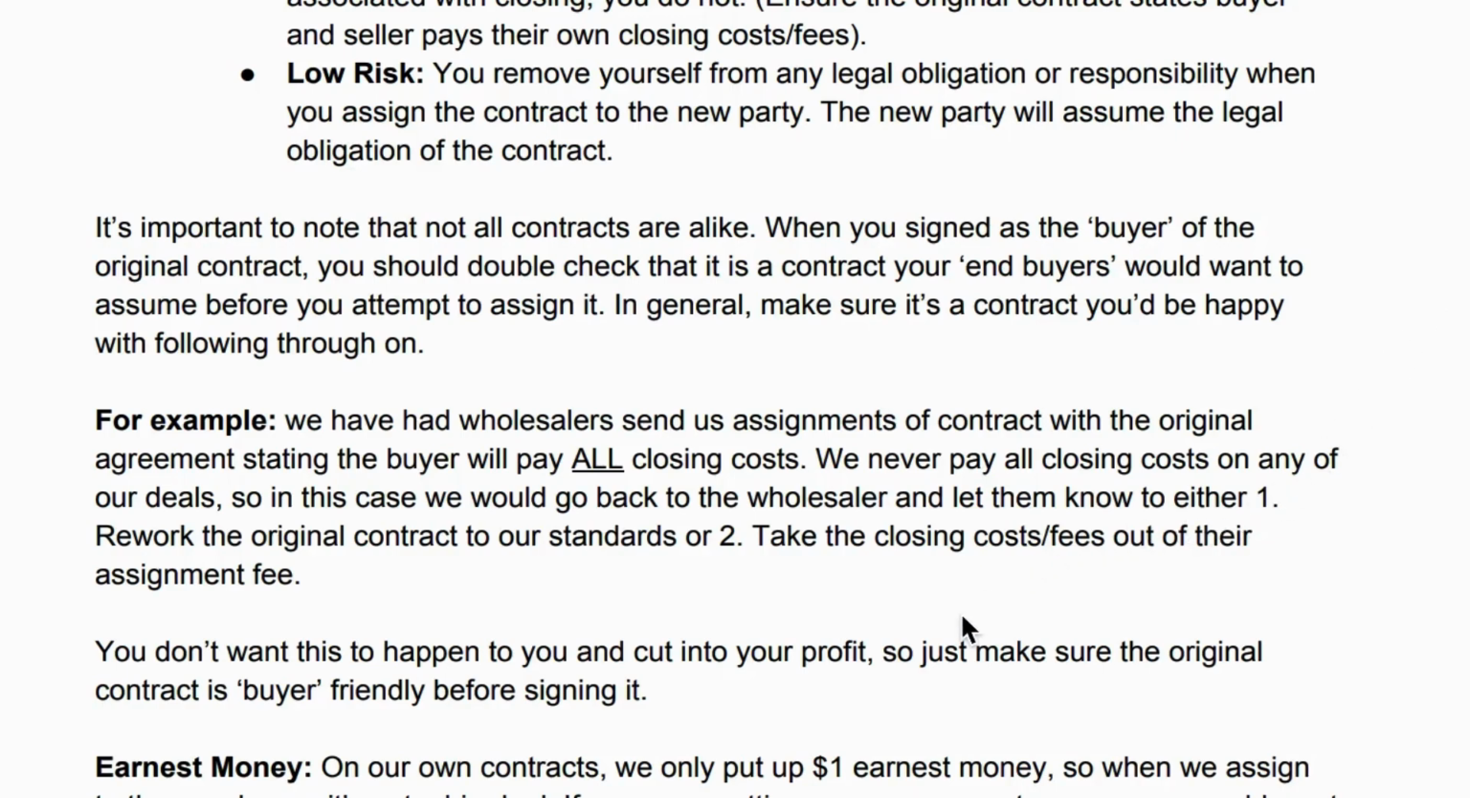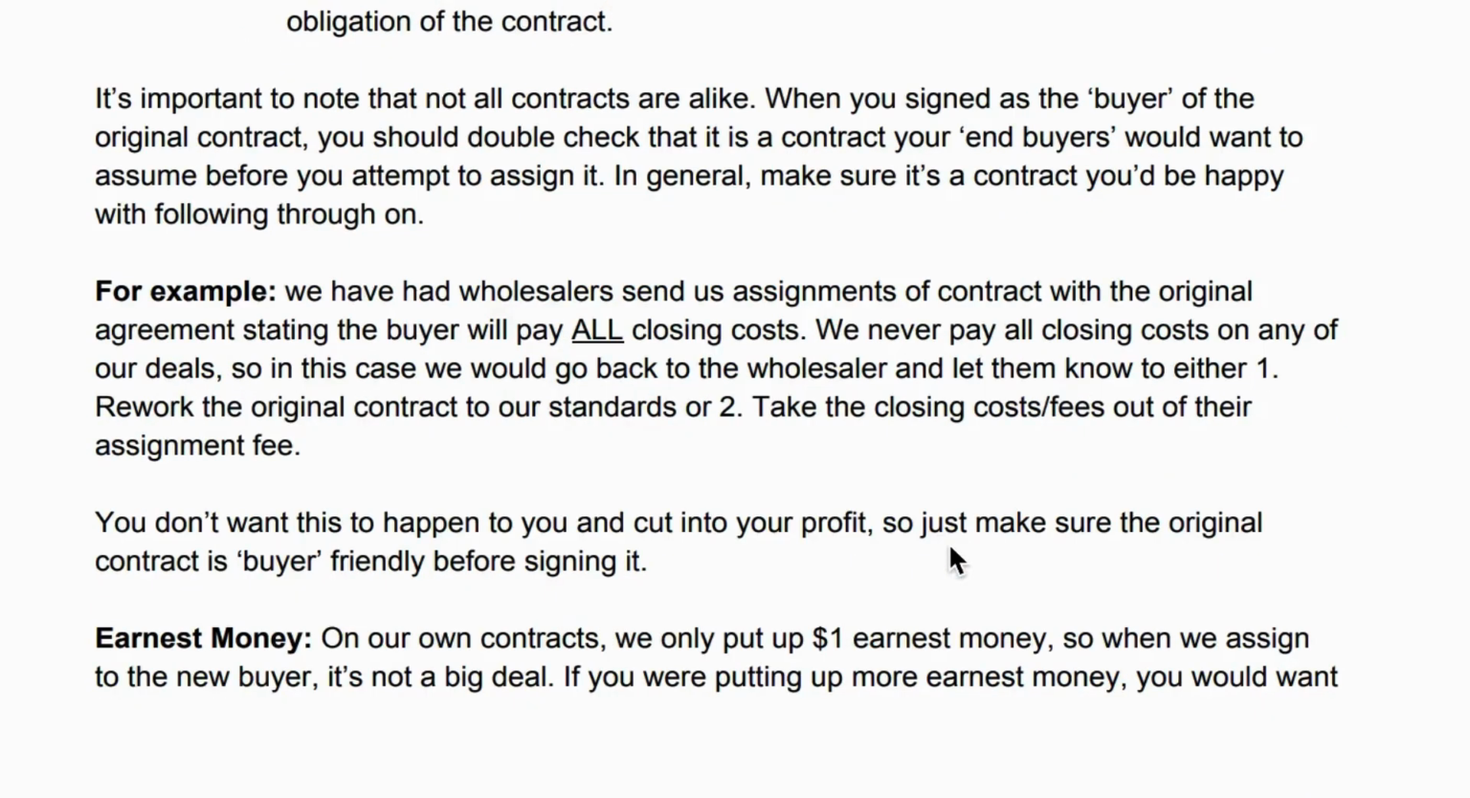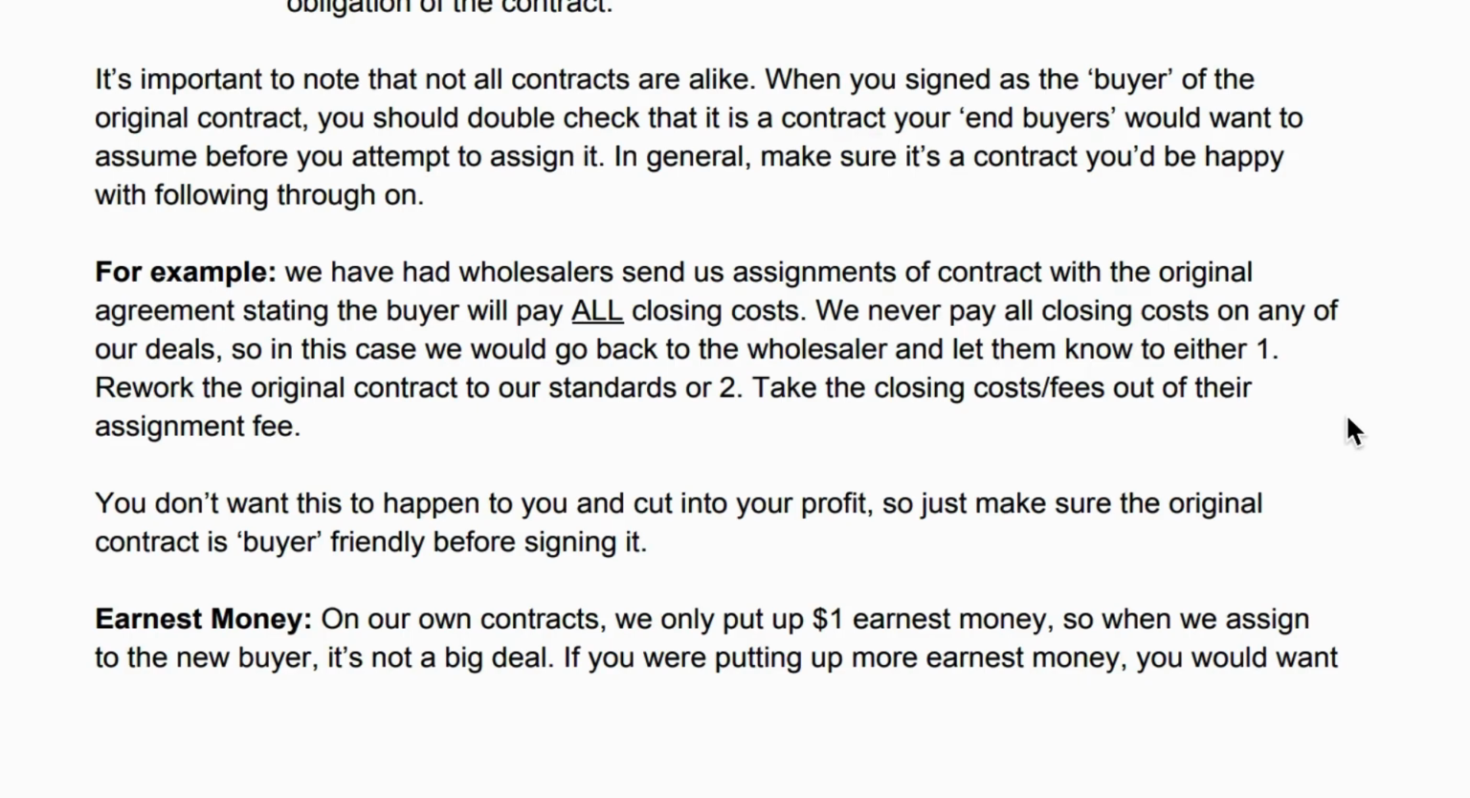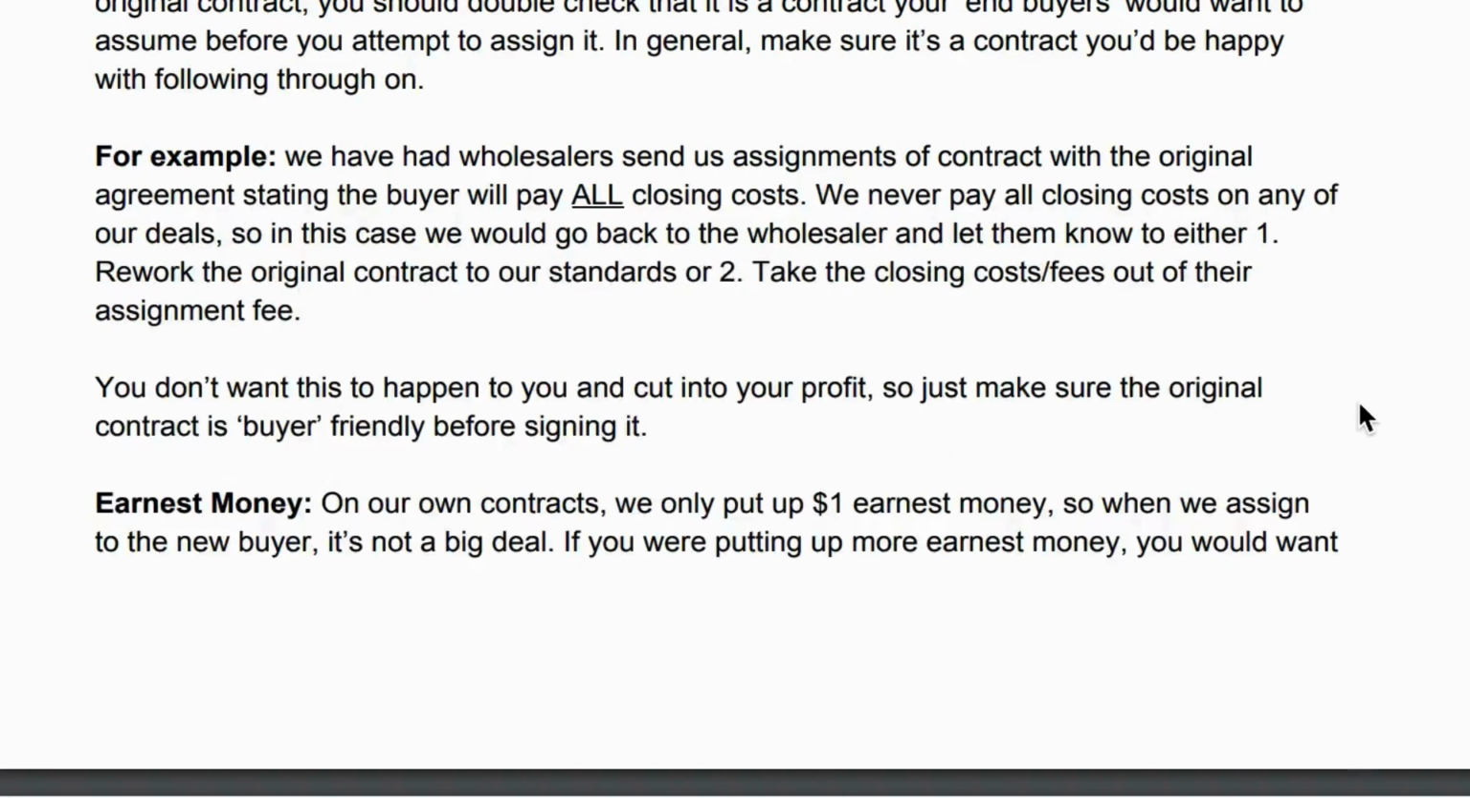So just make sure, again, when you're getting those deals under contract, that you're keeping all of those things in mind and making sure it's a contract your end buyer would want to sign.